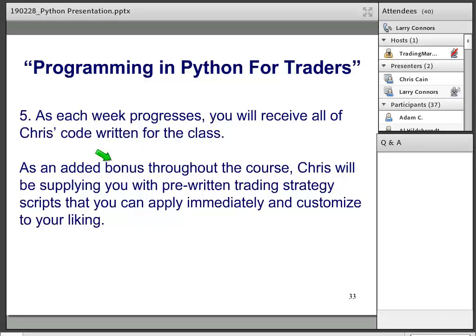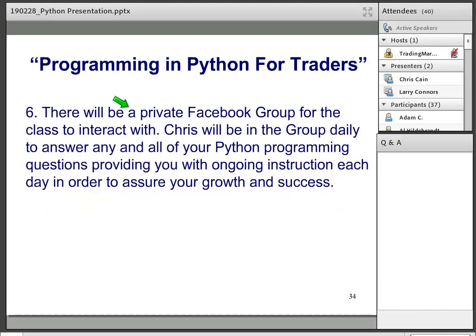And what Chris is also going to do, and this is an added bonus throughout the courses, Chris is going to be supplying you with pre-written trading strategy scripts in code that you can apply immediately and customize to your liking. So a lot of those strategies will be, for example, mean reversion strategies. There'll be some trend following strategies, some momentum strategies. Chris is going to write all the code there. And then you can take Chris's code and also learn how to customize it to your liking, to allow it to fit best into your trading. This is a nice bonus. But again, as each week progresses, Chris is going to provide you the code that he wrote during the class.